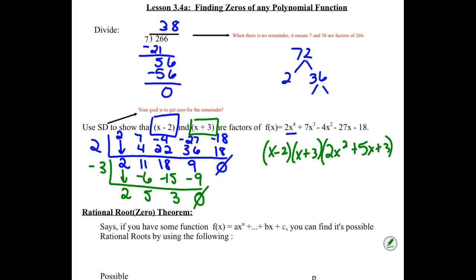So, using synthetic takes our x to the fourth down to a quadratic. We could try factoring this. We could do quadratic formula, right? We have methods to solve quadratics, all right? So your goal is always to use enough synthetic division to get it down to a quadratic. And then you have options, okay?